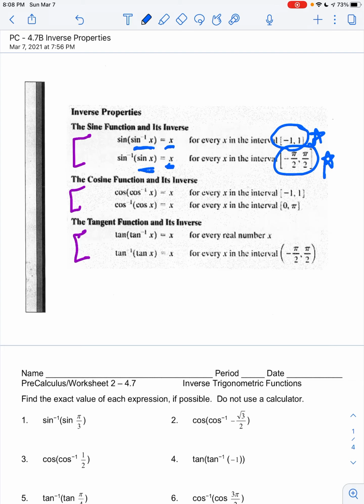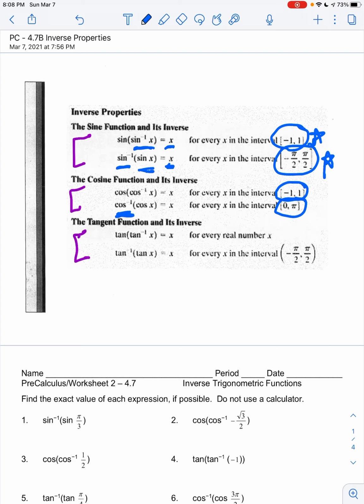For instance, the cosine of the inverse cosine of x will equal x as long as that input is between -1 and +1. And the inverse cosine of the cosine of x will equal x as long as the input is between 0 and π. That's simply because the inverse cosine is only defined between 0 and π. That's true up here as well for the inverse sine. It's only defined between -π/2 and +π/2.